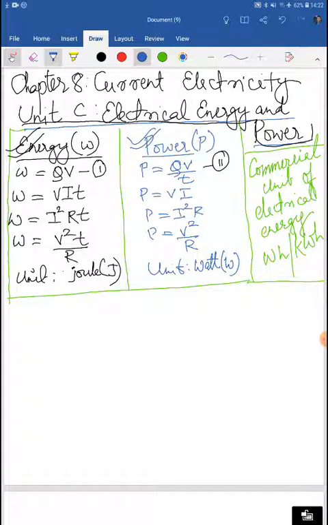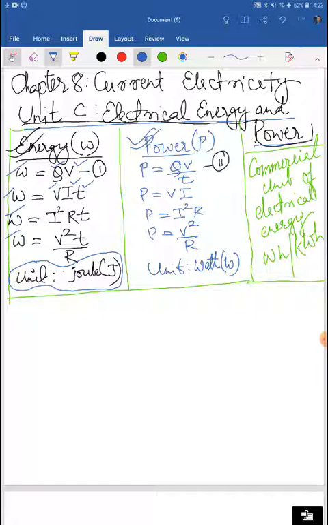All right. Now, in the last classes, we saw that there are 4 different ways in which you can find electrical energy. That is W equals to quantity of charge into terminal voltage. W equals to terminal voltage multiplied by the current flowing through the circuit, that is I, and the time period for the flow of current. Then we have third equation here, W is equals to I square R T. Then we have fourth one, V square T by R. And we also learned that the unit of electrical energy is joule in the SI system.